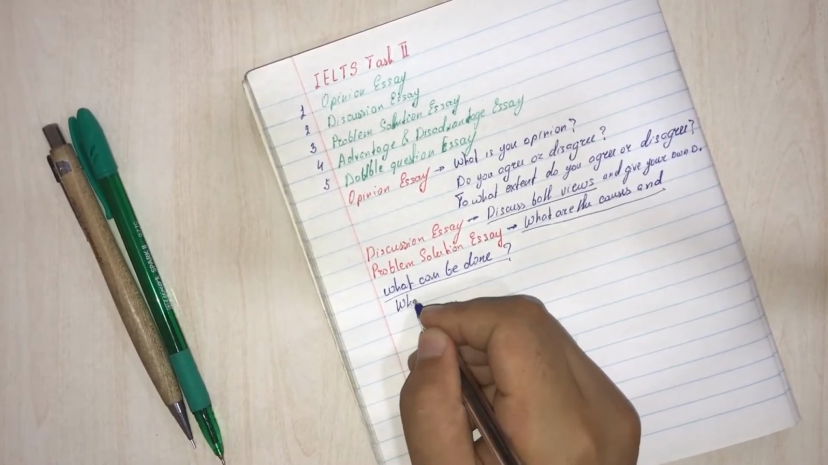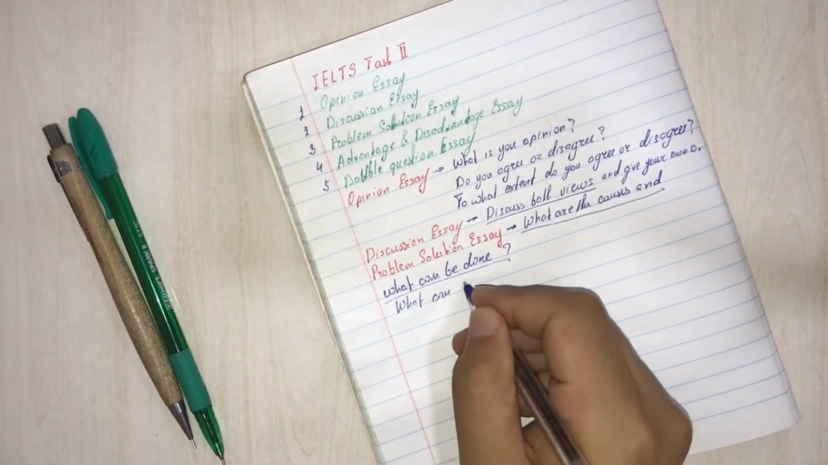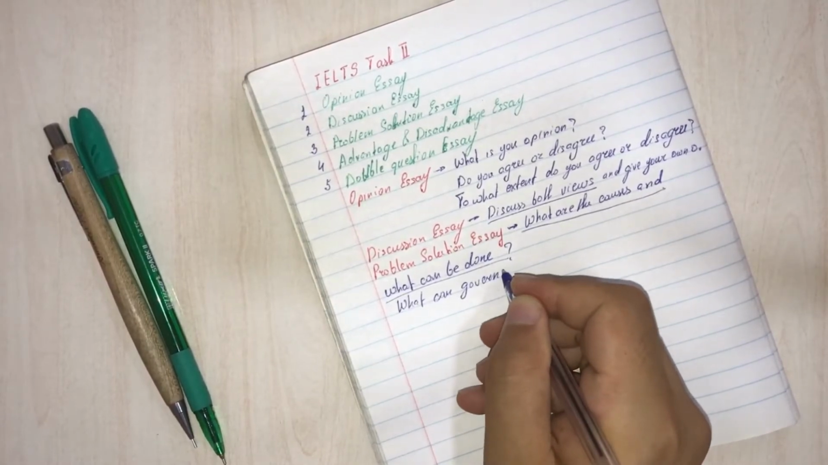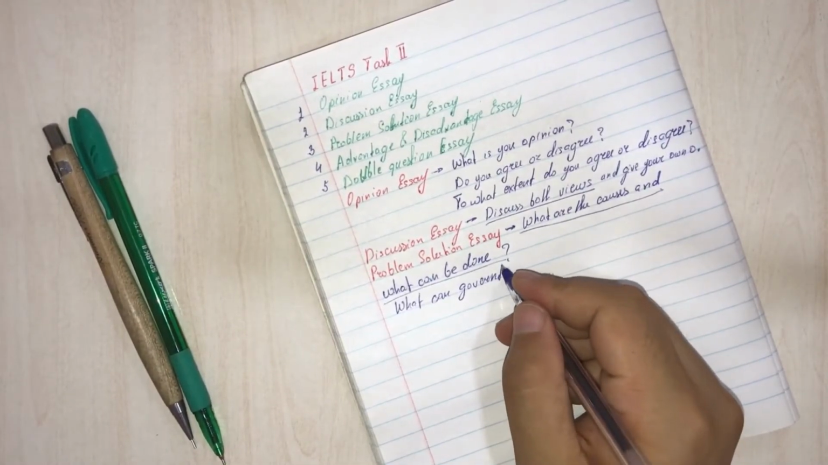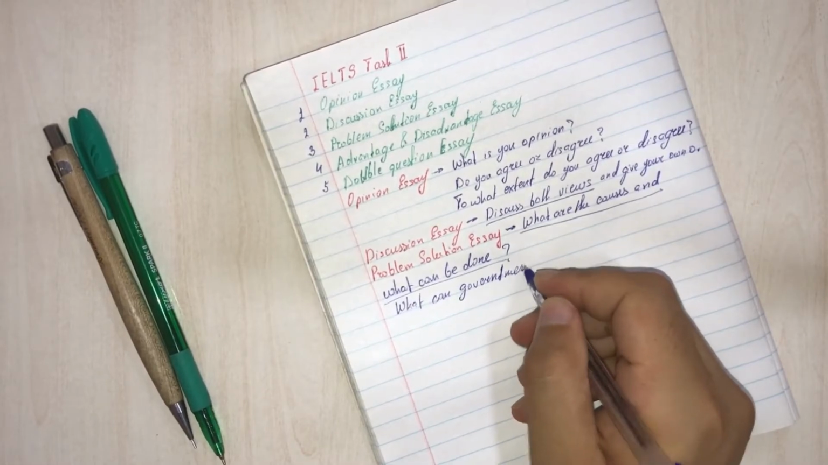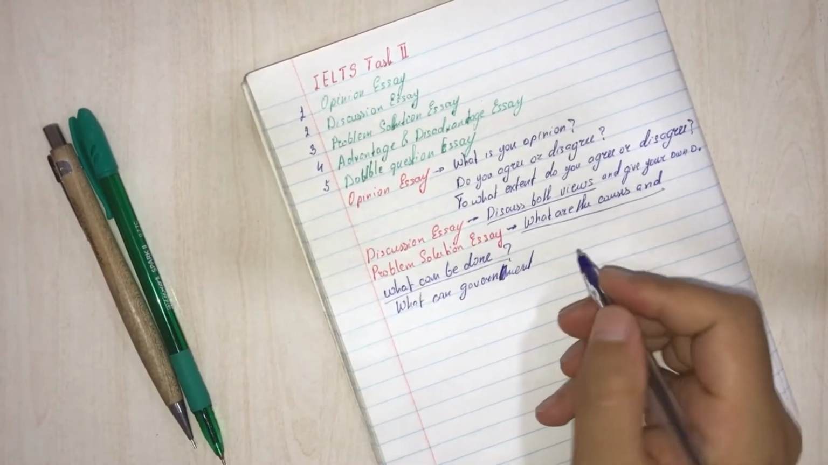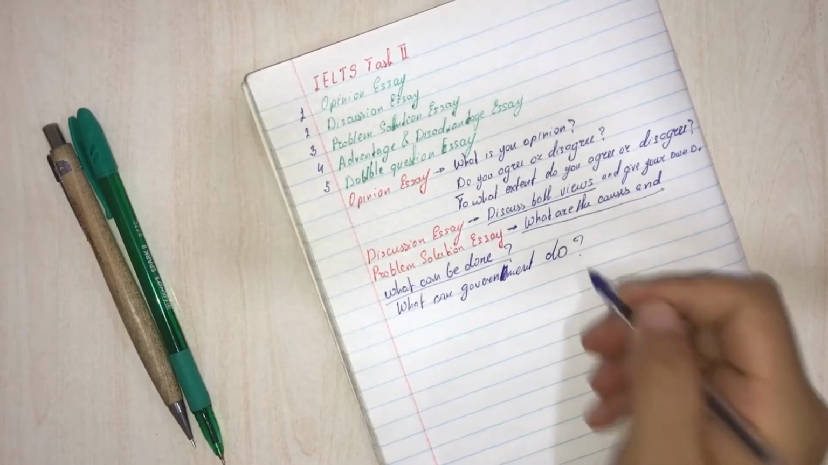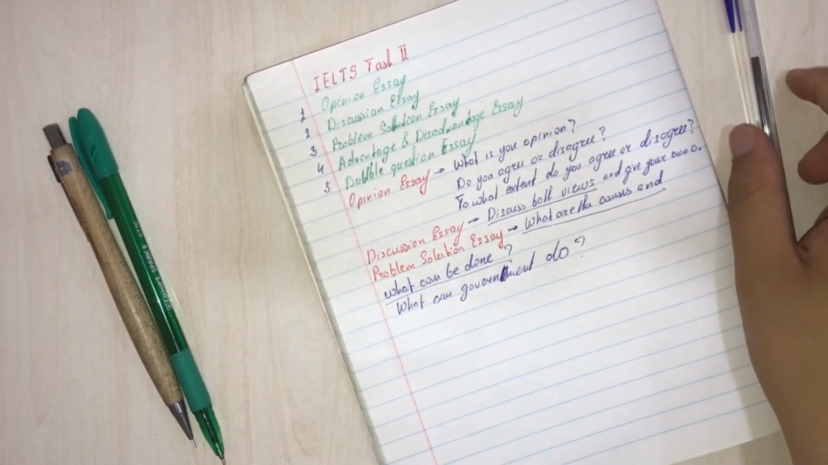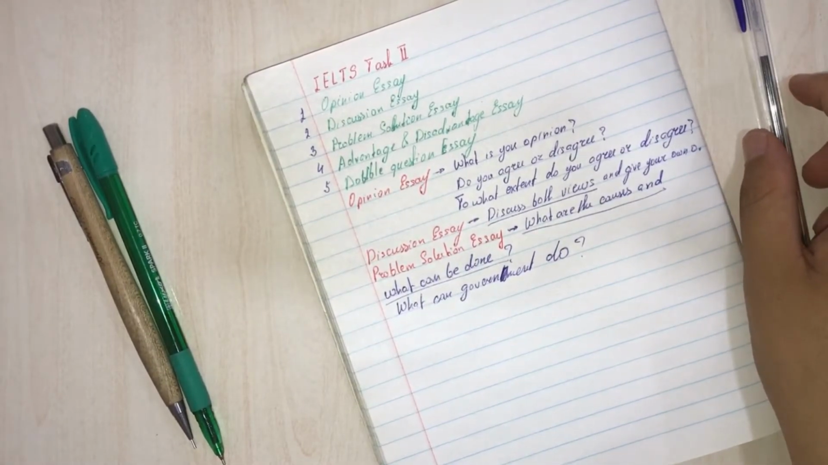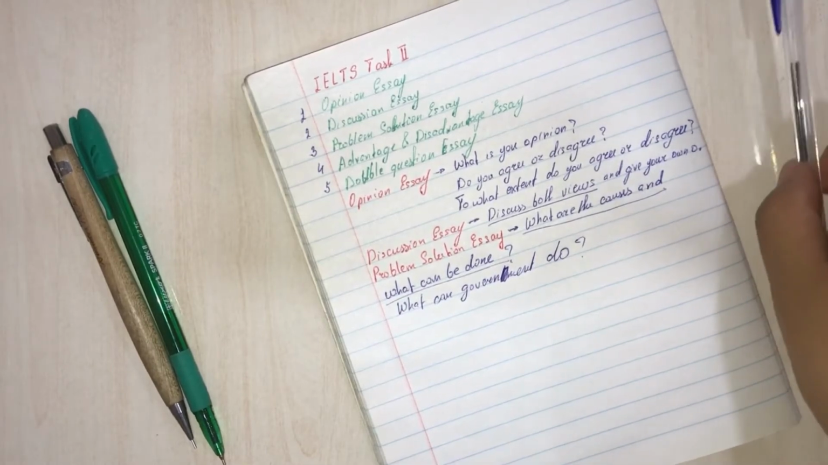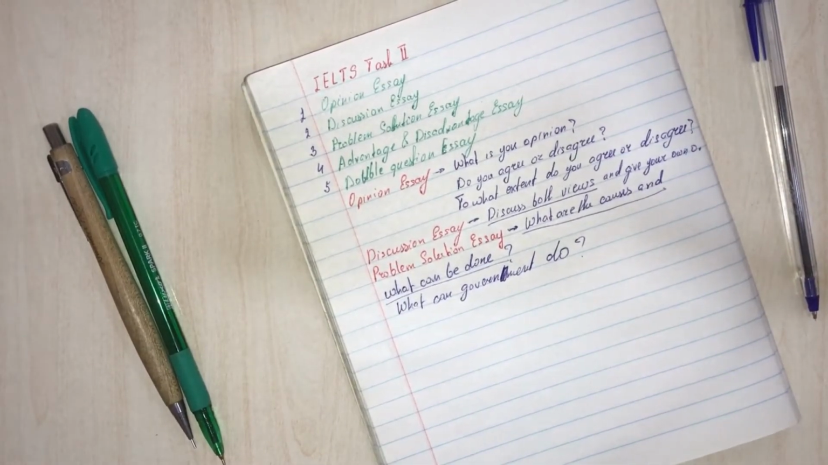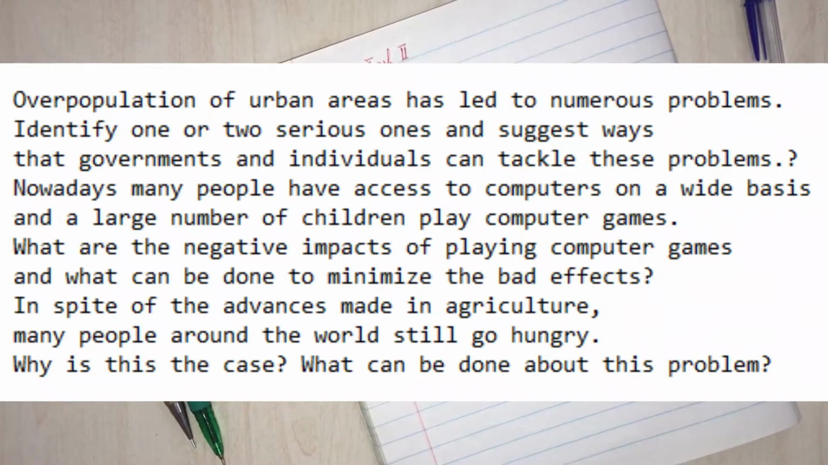Or they can say, what can government do? What can government do? For example, I'm going to read some samples. Overpopulation of urban areas has led to numerous problems. Identify one or two serious ones and suggest ways.